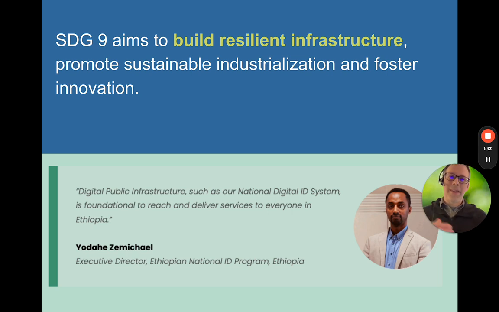Now, you can probably connect the dots about why digital public infrastructure is important to SDG 9, but I'll let Yodahisa Michael say this when he says that the digital public infrastructure, such as our national digital ID system, is foundational to reach and deliver services to everyone in Ethiopia. And let's just put a little star there and point out that digital public infrastructure and national digital ID system is mentioned, because we're going to talk a little bit about digital ID systems later.